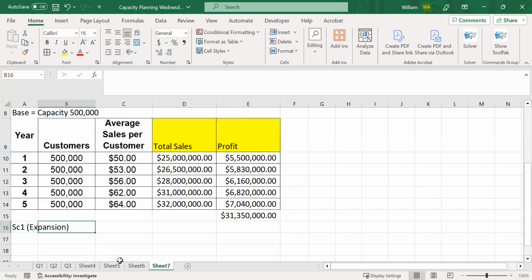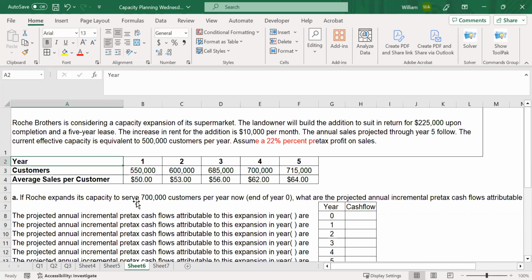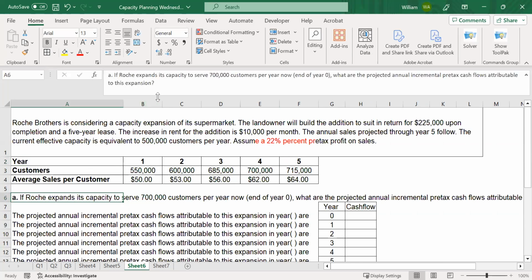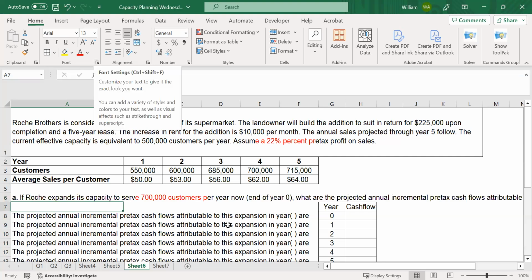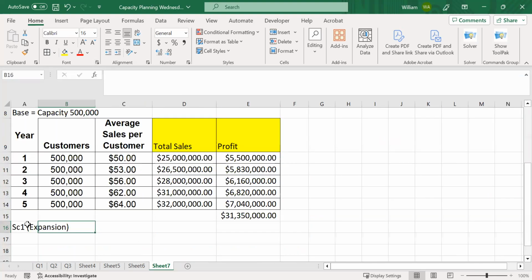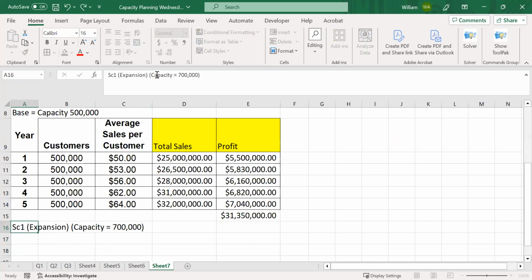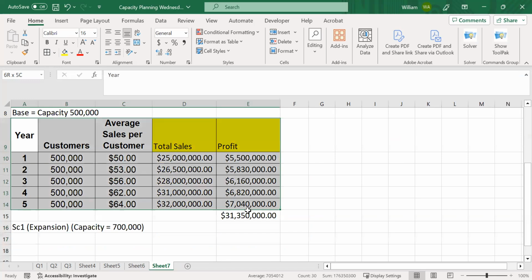And per what we're told in the question here, if Roche expands its capacity to serve 700,000 customers, what will its profits be and what will its incremental cash flows be? Okay. So now with this expansion, our capacity now increases to capacity equals 700,000. Okay. And if that's the case, I can repeat the same calculations I have up here. So I'll copy this table over, save me some time that way.